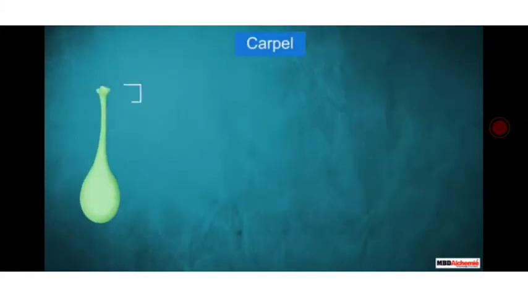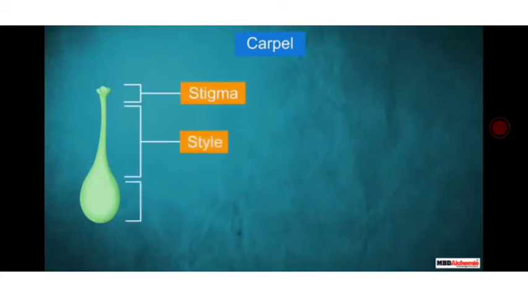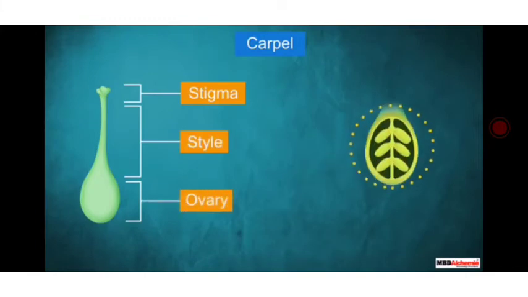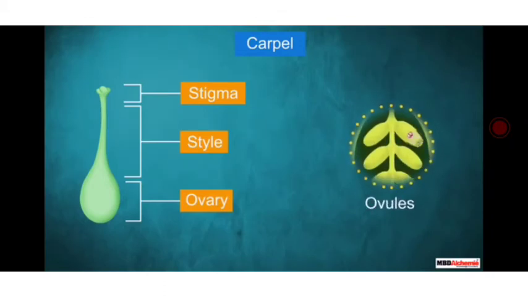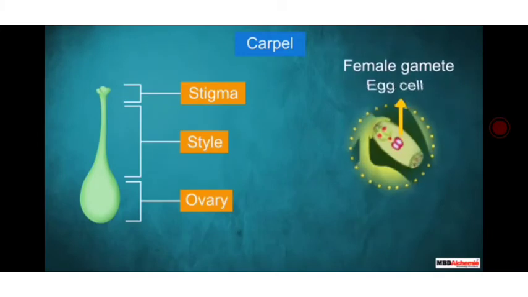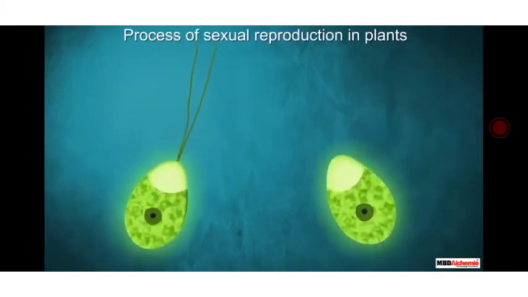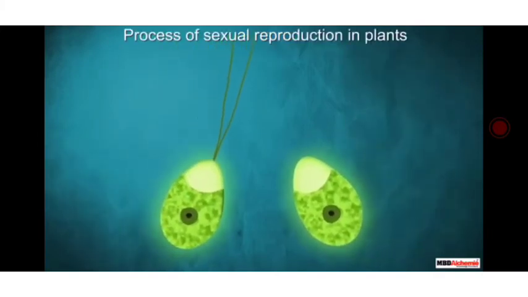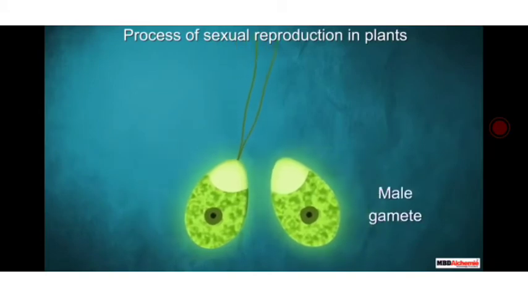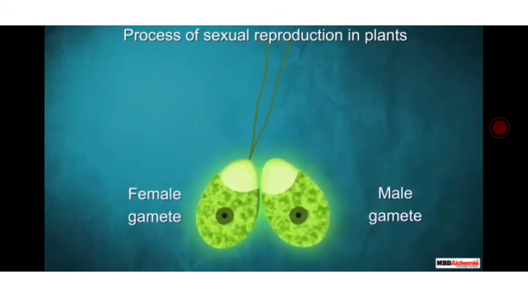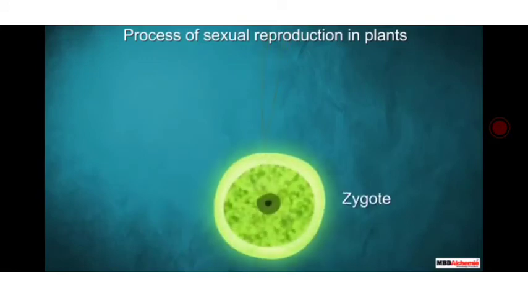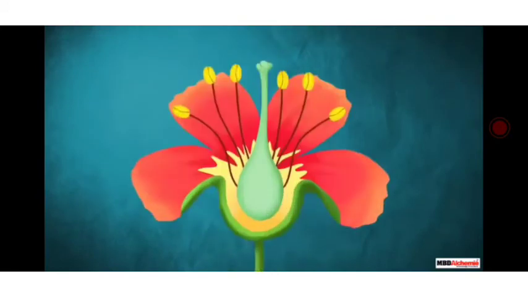Carpel is the female reproductive part, which consists of three parts: the upper stigma, the middle style, and the lower basal part called ovary, which consists of ovules inside, which are considered as female gametes. Inside that consists the female germ cell. So in the process of sexual reproduction in plants, the male gamete fuses with the female gamete, which is called fertilization, resulting in zygote.